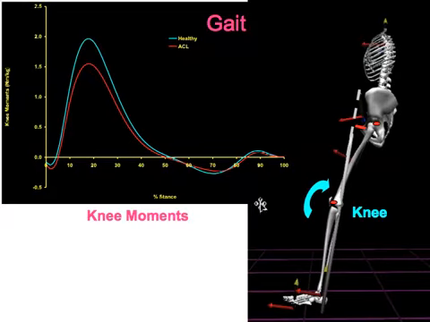And this is just a diagram showing the moments. This is the stance phase of walking, where heel strike is here at 0%, and 100% is the end of stance, where the toe comes off. And you can see this is actually stepping down from a step.